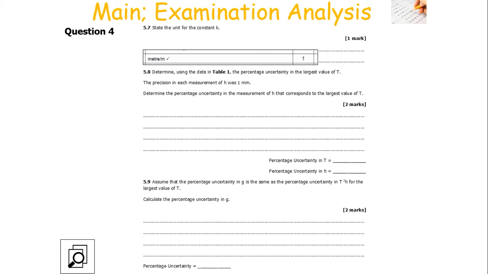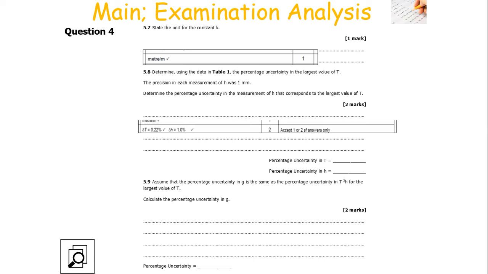Now it says here, using the data in table 1, determine the percentage uncertainty in the largest value of t, and the precision in each measurement of h was 1 millimeter. So we take our precision or resolution for time, which is our absolute uncertainty, the resolution or precision of the instrument for time. We then divide it by the largest value, times by 100, and we get 0.22%.